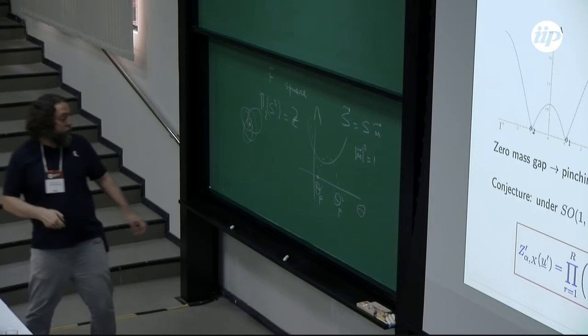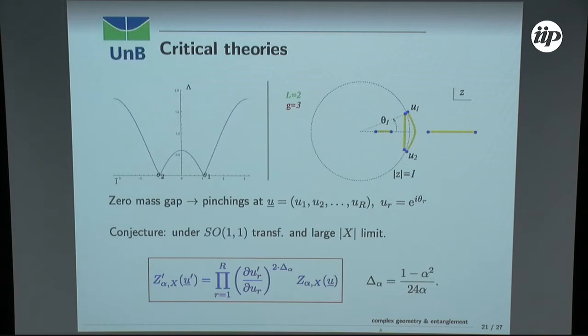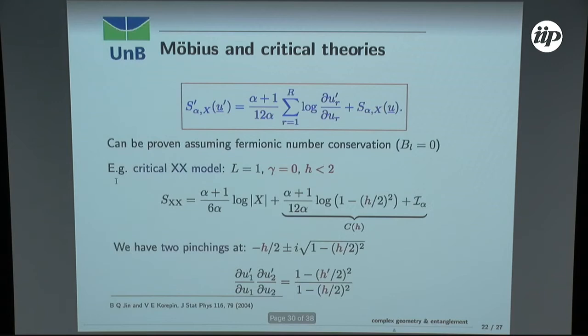Yeah, the gap has been closed in these two points. Here, the two points is the closing of the gap. And those two points correspond to this pinching. Yes. Okay. Then the system is gapped. Okay. I'm about to finish. Okay. So this was our conjecture.